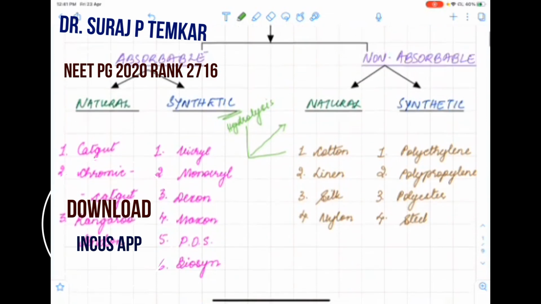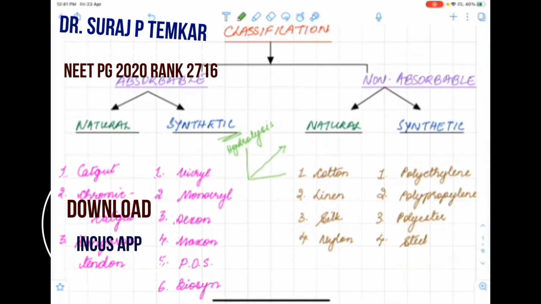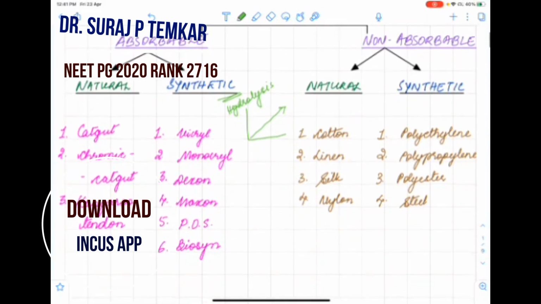So coming to, I'll just list out all the examples under each of these and then go on to individual ones. First is absorbable natural and synthetic suture materials. Natural absorbable include catgut, chromic catgut, and kangaroo tendon. And synthetic absorbable include vicryl, monocryl, dexon, maxon, PDS, biosyn. Coming to non-absorbable, those that remain permanently in your body, natural ones include cotton, linen, silk, and nylon. All these are like textile materials. And synthetic include polyethylene, polypropylene, polyester, and steel.